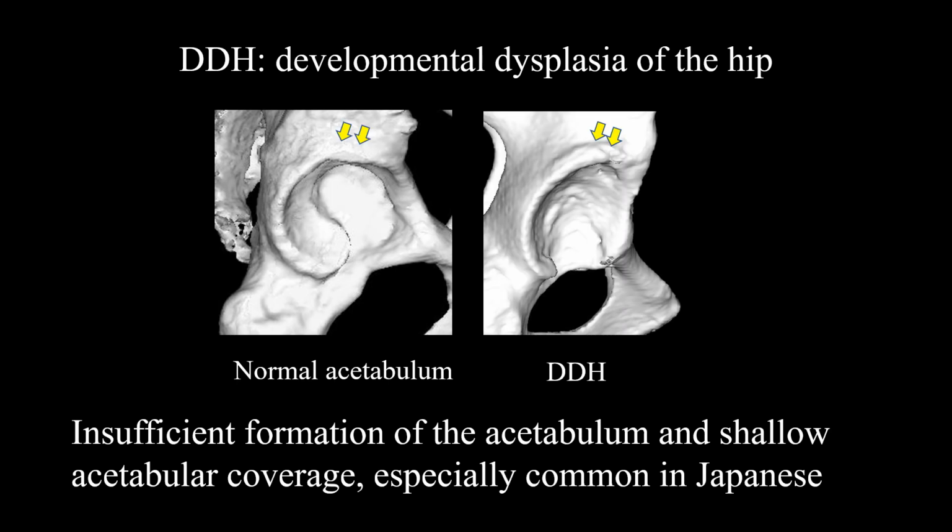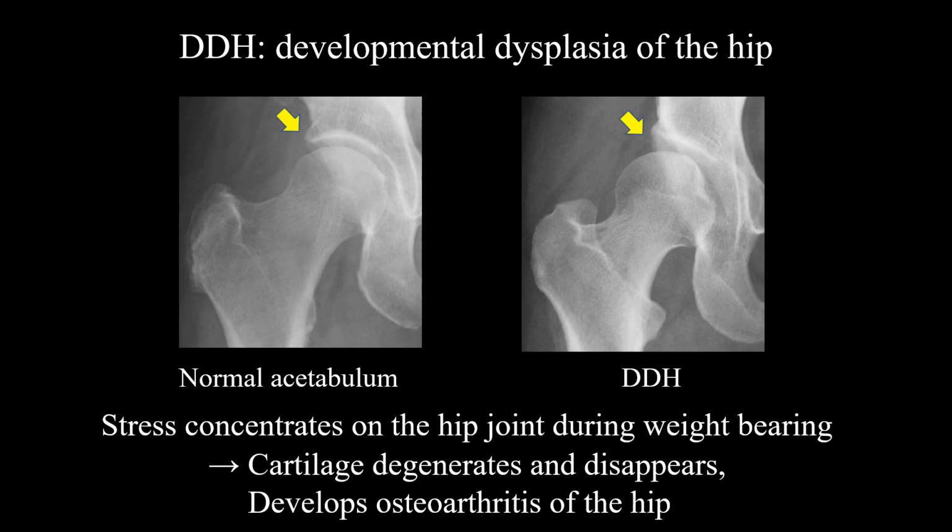Developmental dysplasia of the hip (DDH) is a disease with insufficient acetabular formation and shallow coverage, especially common in Japanese. In DDH patients, stress concentrates on the hip joint during weight bearing and develops cartilage degeneration and disappearance. Finally, DDH leads to osteoarthritis of the hip.